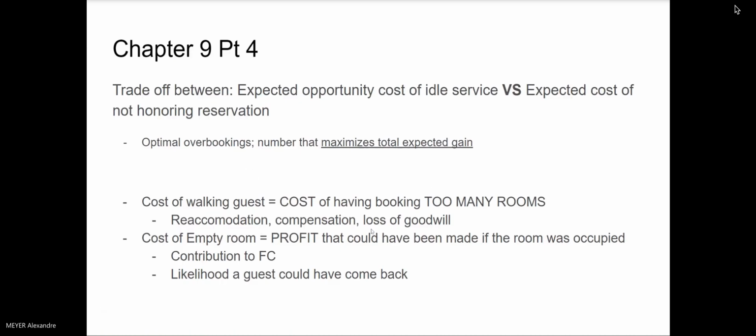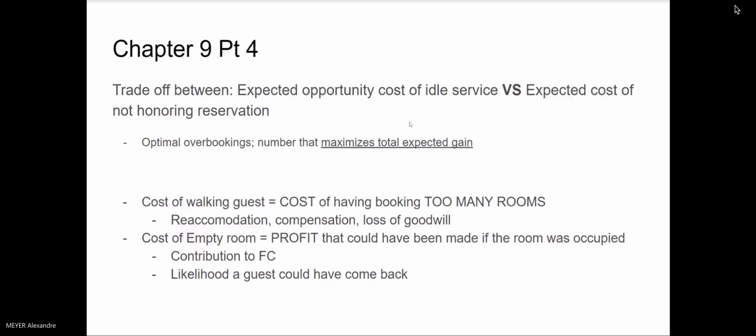Cost of an empty room is the profit that could have been made if the room was occupied. Essentially, well, we know from managerial accounting that the price of something minus its variable costs equals a contribution margin, and the contribution margin contributes to the fixed costs. So here, if you have an empty room, well, you're not contributing to the fixed costs, and the cost of an empty room is essentially the likelihood a guest could have come back. So money you could have made is the cost of an empty room. So here again, the whole point of overbooking is the trade-off between the profit that could have been made and the cost of booking too many rooms.